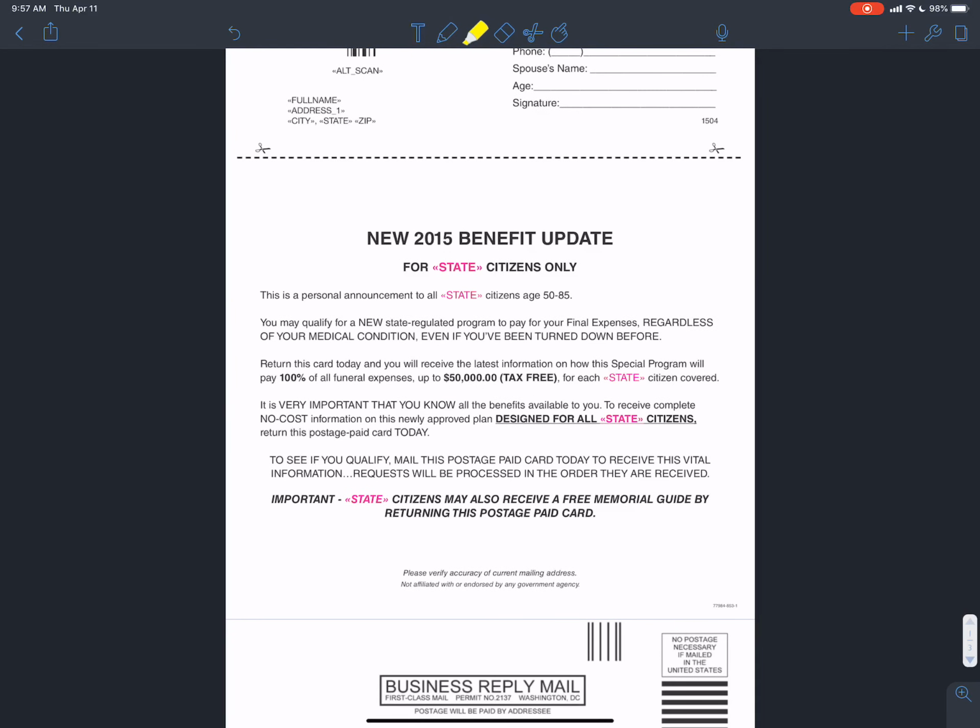Continuing down. Let's see what else we got on here. New state-regulated program, funeral expenses. Okay, medical conditions, same type of thing. As you've already realized, special program covers 100% of your funeral expenses. Talks about benefits. And you can kind of see from there. Again, we're putting it out there, y'all. Life insurance is why we get small returns, but the leads are quality.